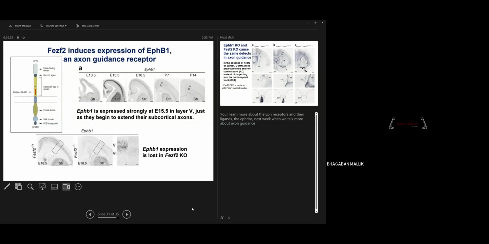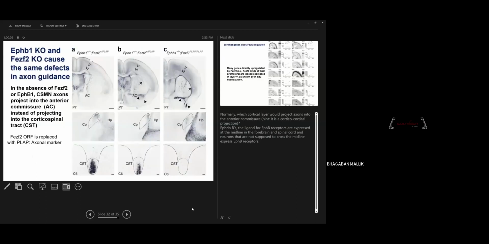So that means FEZF2 is regulating the expression of EPHB1. If you overexpress FEZF2, you have more expression of the EPHB1 protein. When you knock out FEZF2, you have loss of these things. So again, FEZF2 and the EPHB1 protein can also regulate the neuron, how it can regulate the axon guidance.